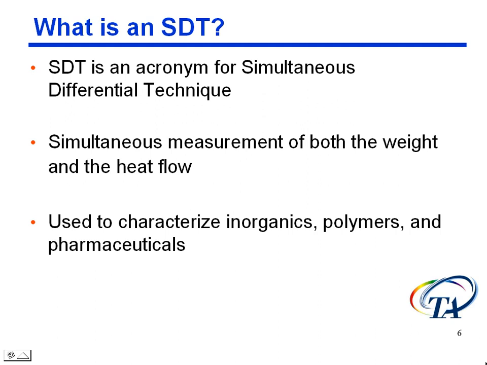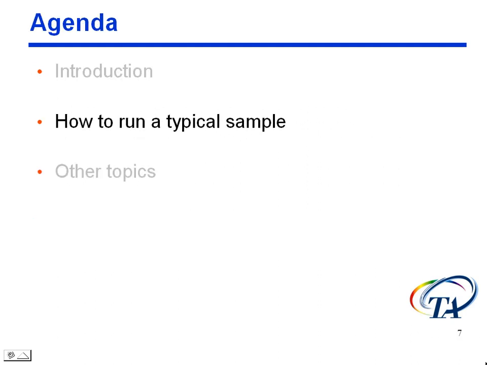So probably the most common use for this is things like inorganics, high temperature materials, because the SDT will go up to 1500 degrees C. But it could also be used to analyze normal polymers, pharmaceuticals, etc. Basically anything that you want to measure heat flow and weight change on, both at the same time.